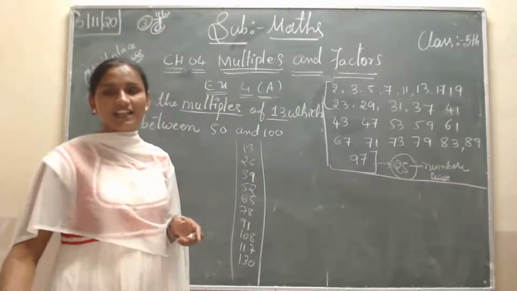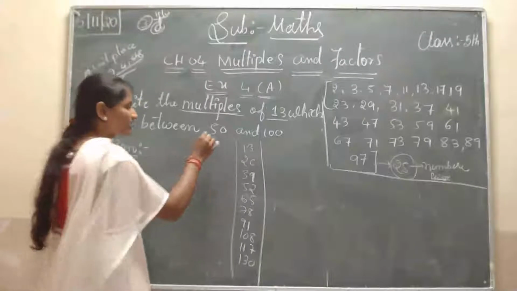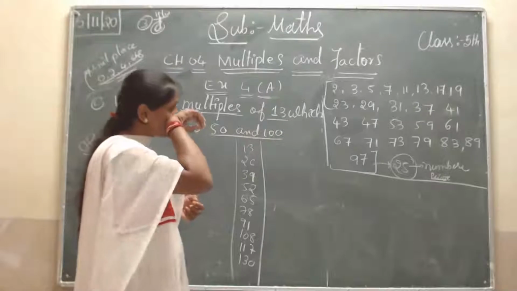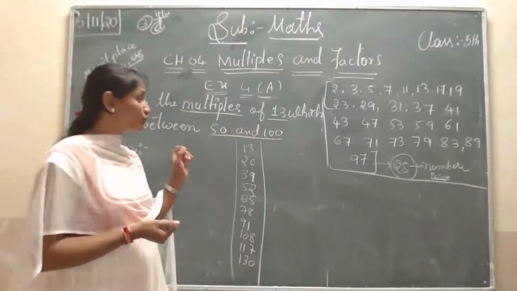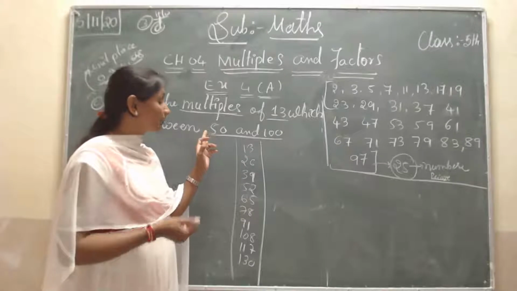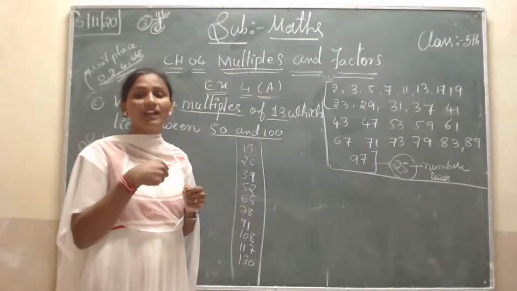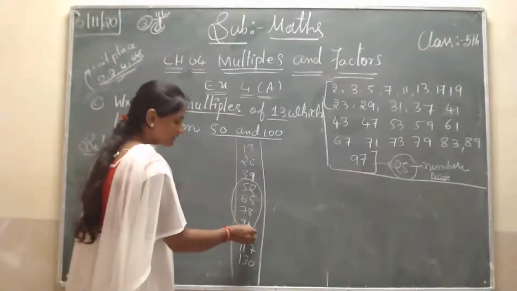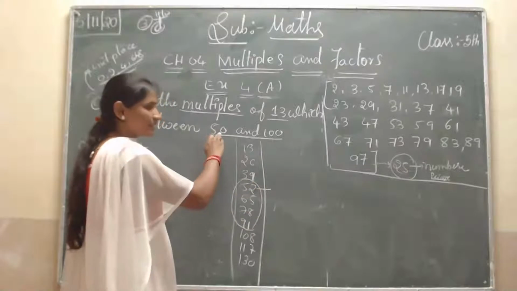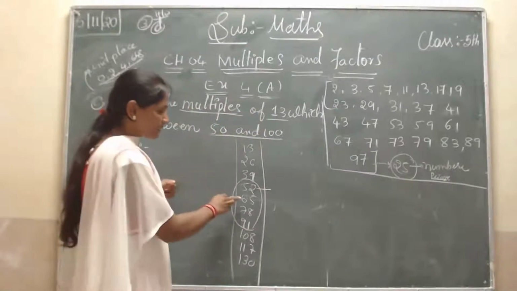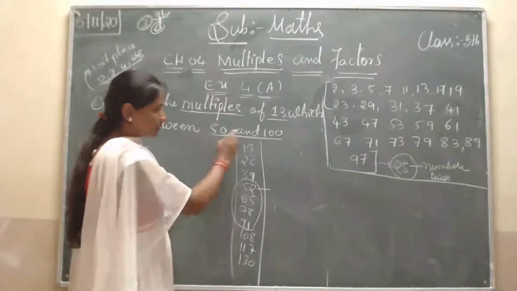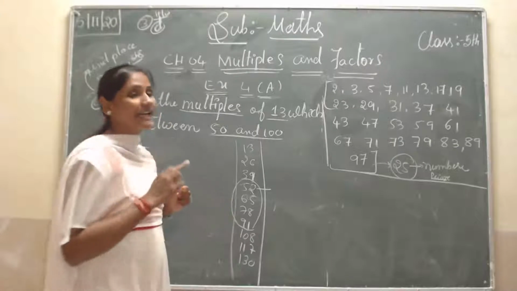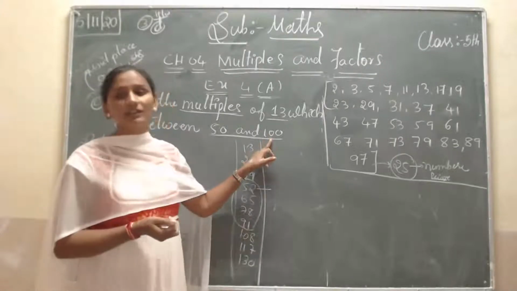Students, can you observe I have written the 13 table here, but the question is to write the multiples. First you have to write the multiples, but you only consider the numbers between 50 and 100. 52 comes after 50, so 52 is a between number. 65 is a between number, 78 is a between number, 91 is a between number. Students, 108 is not a between number because it is beyond 100.